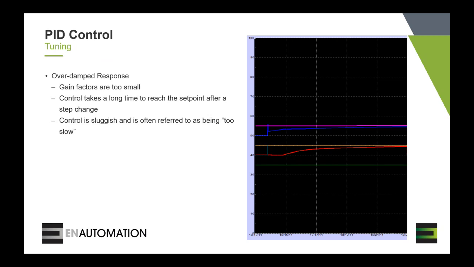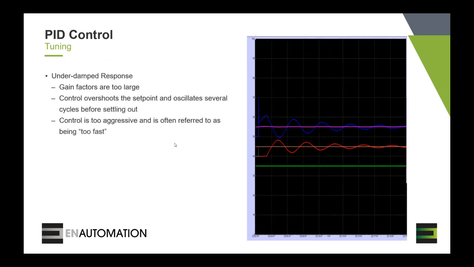The solution to this scenario is to speed up the PID control by either increasing the proportional gain, the integral time, or the derivative time, or maybe all 3 of them, or a combination of the 3, to get the PID controller to correct the error faster. So that's what overdamped looks like. Classic case of it's too slow.